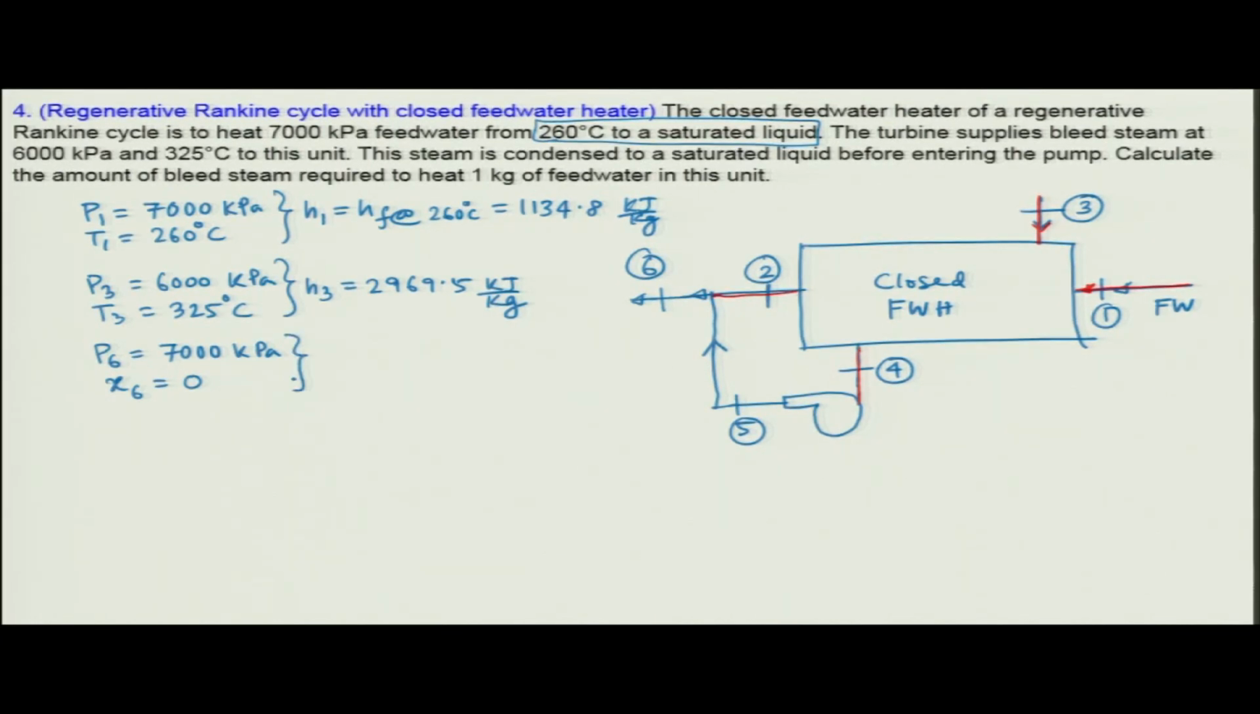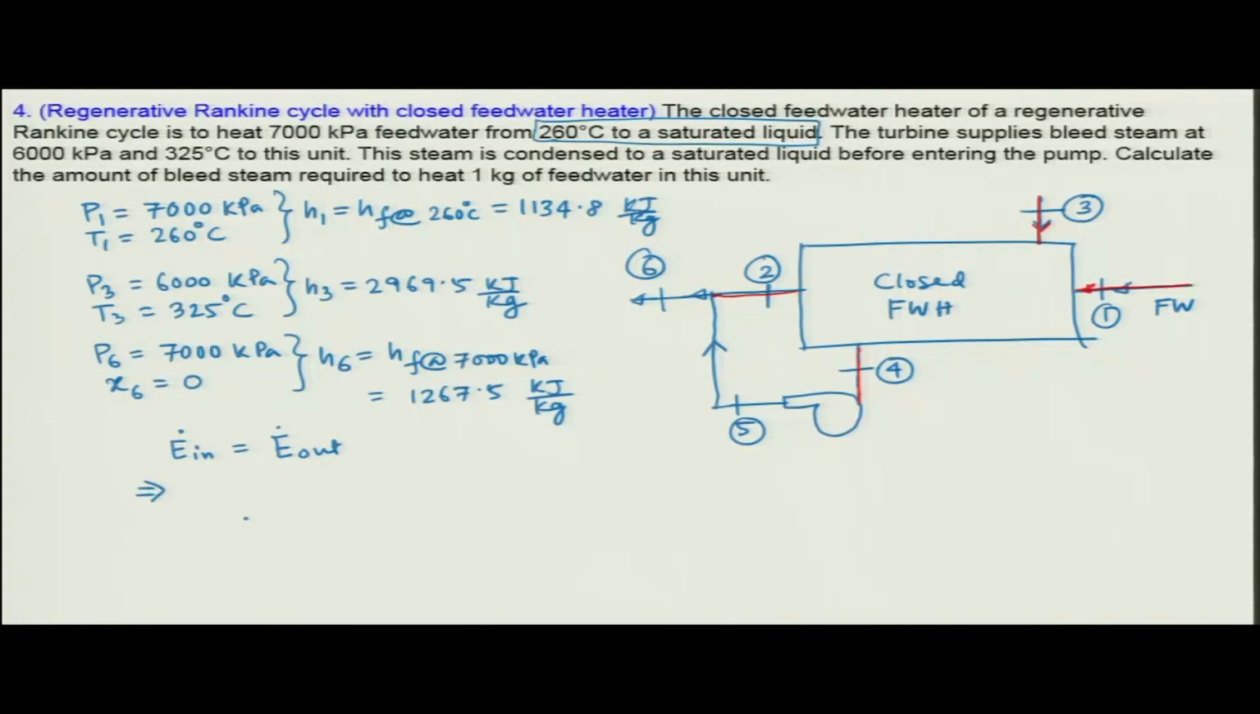And the enthalpy at 0.6 is basically the enthalpy of liquid water at 7000 kPa, and that is 1267.5 kilojoule per kg. So, these are the enthalpies. Now, again we will do the energy balance. Energy in should be equal to energy out for a steady state system, and we are neglecting the changes in any kinetic energy and potential energy.